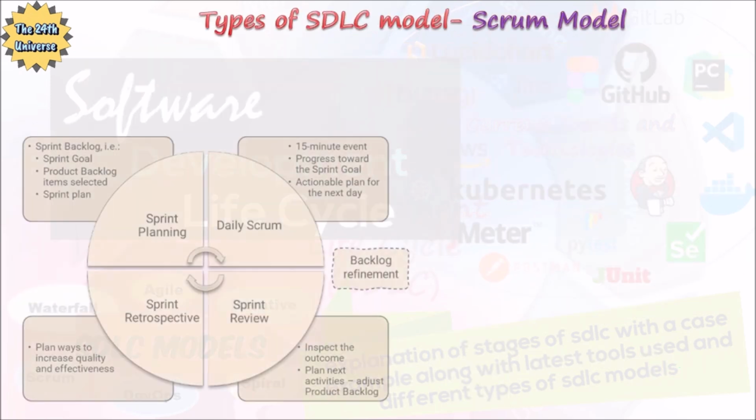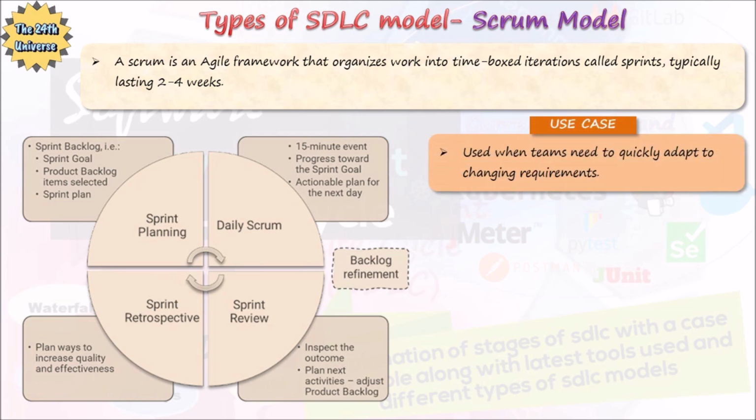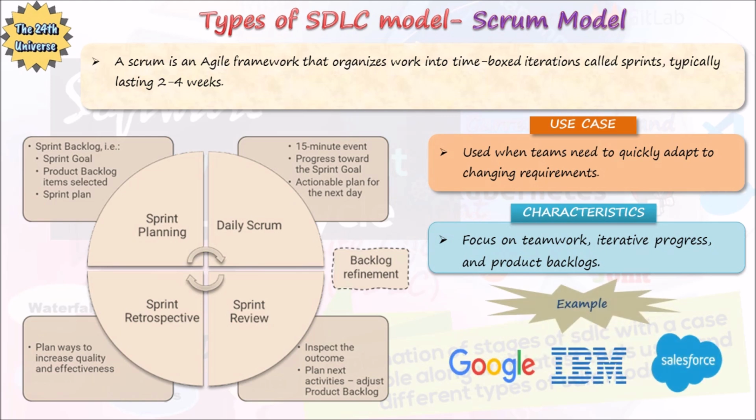Scrum model, a subset of agile. A Scrum is an agile framework that organizes work into time-boxed iterations called sprints, typically lasting 2 to 4 weeks. Scrum model is used when teams need to quickly adapt to changing requirements. The characteristics of Scrum model focus on teamwork, iterative progress, and product backlogs. Example companies that use Scrum model are Google, IBM, Salesforce.